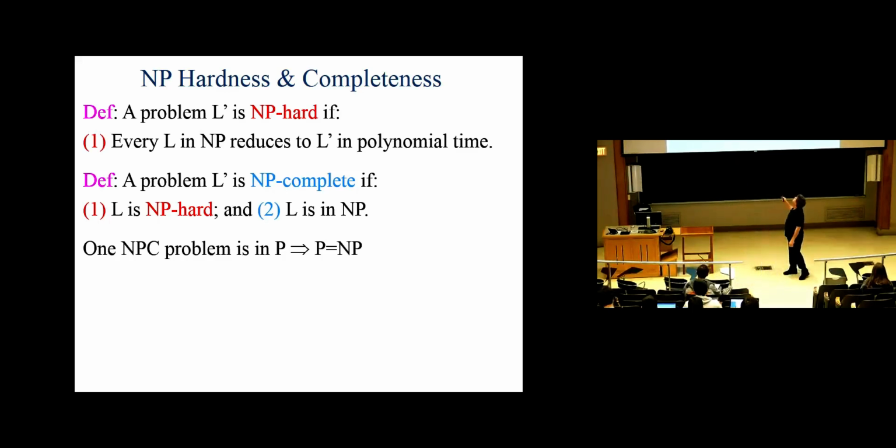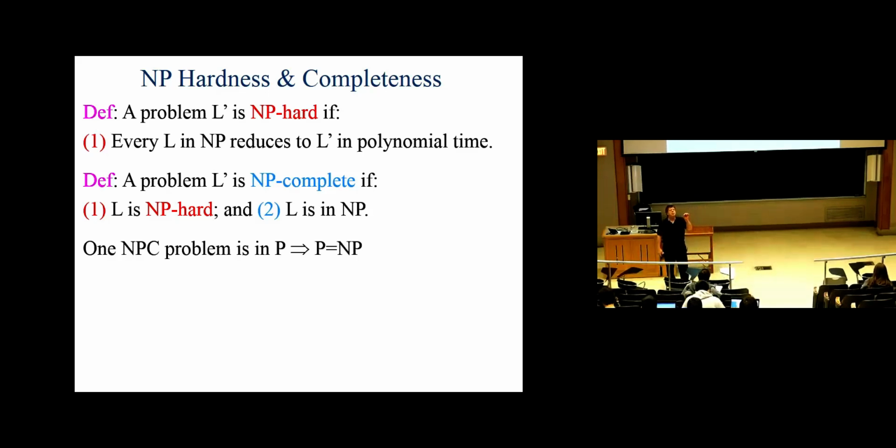Because if it's just NP-hard, everything in NP can be reduced to it in polynomial time, but it itself could be outside of NP. It could be in P space or X time or even some higher complexity class. So if one NP-complete problem is in P, all of them are. All the problems in NP are in P as well, via these transformations. Because everything in NP reduces to them in polynomial time, through these transformations and compositions of these transformations, all of NP is in polynomial time.